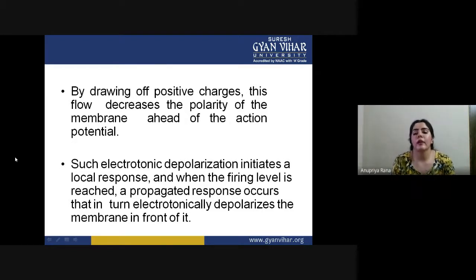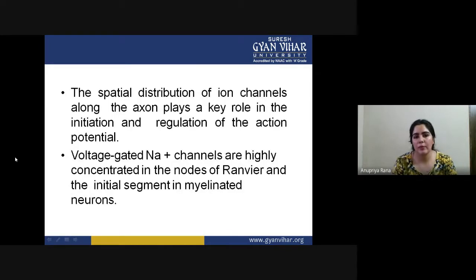Such electrotonic depolarization initiates a local response, and when a firing level is reached, a propagated response occurs that in turn electrotonically depolarizes the membrane in front of it. So basically, all this electrotonic depolarization initiates the local response, and when the firing level is reached, it in turn electrotonically depolarizes the membrane in front of it. This depolarization is basically a kick-up in the action potential.